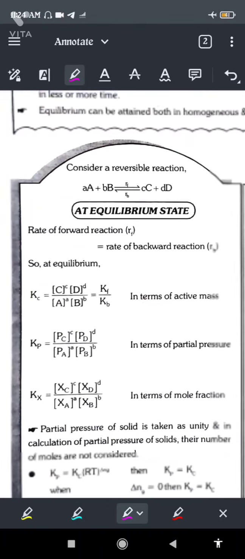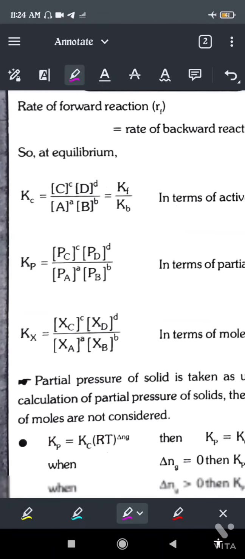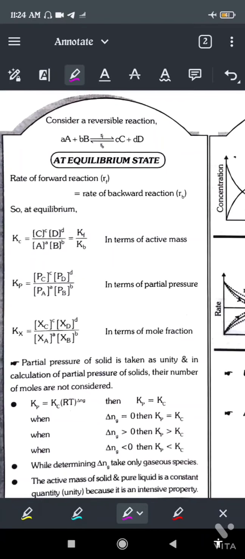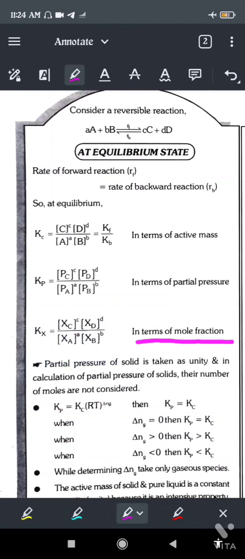If we want to calculate the equilibrium constant in terms of partial pressure, then the formula will be Kp equals partial pressure of C to the power c, partial pressure of D to the power d, divided by partial pressure of A to the power a and partial pressure of B to the power b. If we want to calculate it in terms of mole fraction, then the formula will be Kx equals mole fraction of C to the power c, mole fraction of D to the power d, divided by mole fraction of A to the power a and mole fraction of B to the power b.